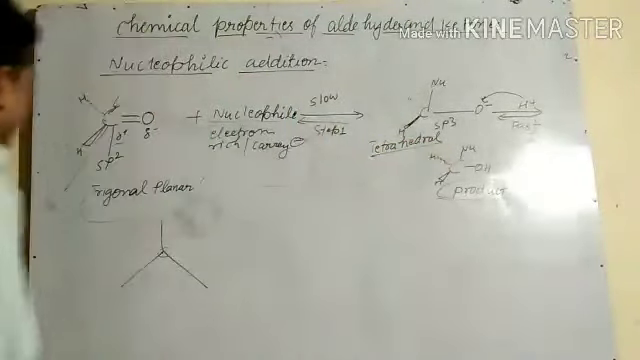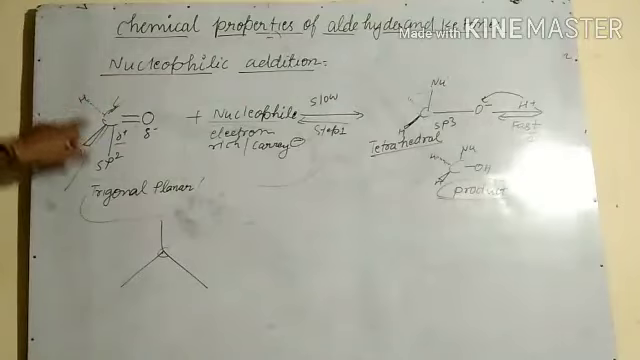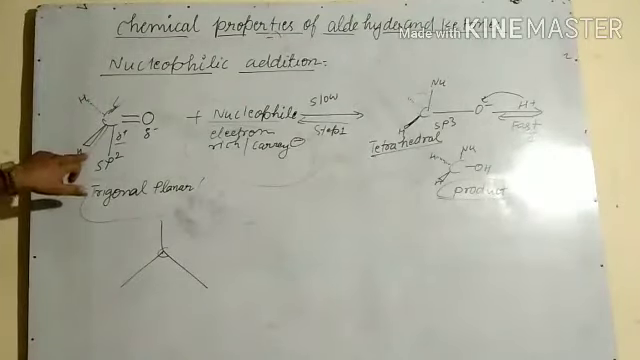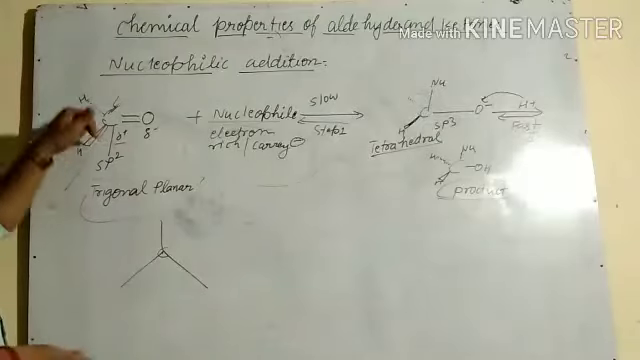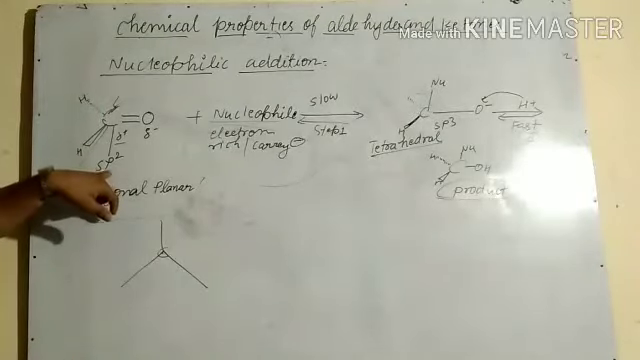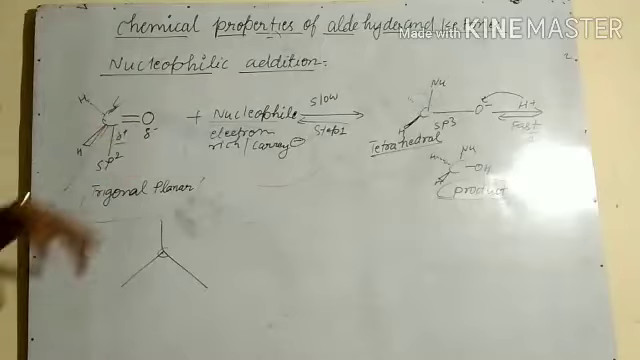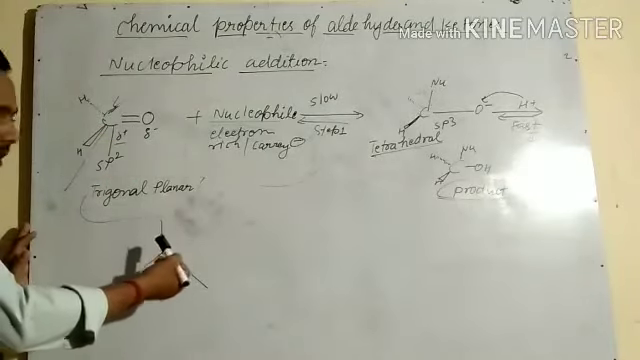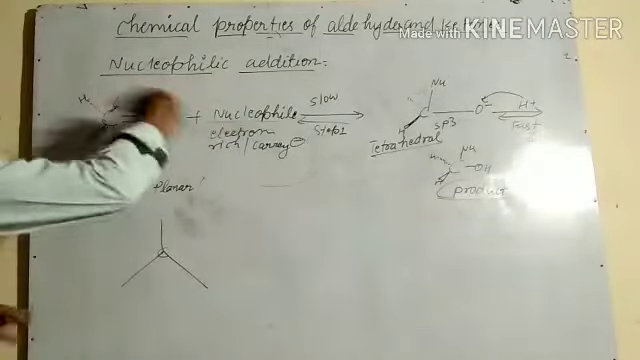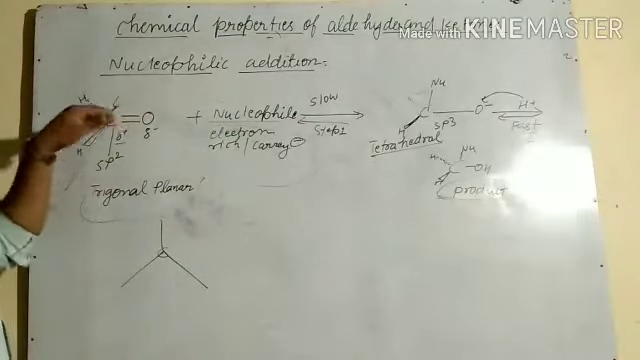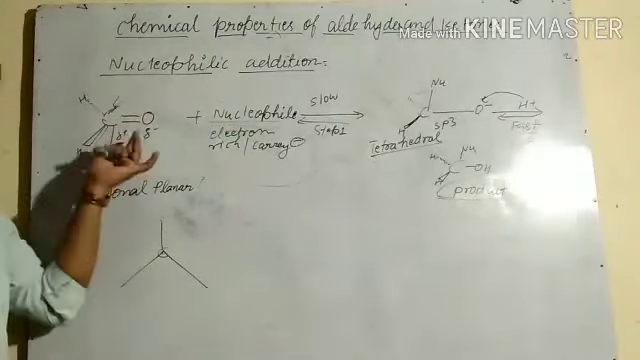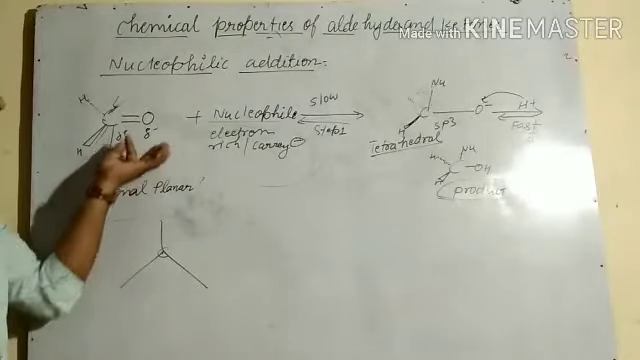One thing I would like to say is that you will see this dotted line, which is in the plane. This is above the plane and this is below the plane, like the x, y, z axes. The nucleophile always attaches perpendicular to the plane of the carbonyl carbon. This we have discussed.